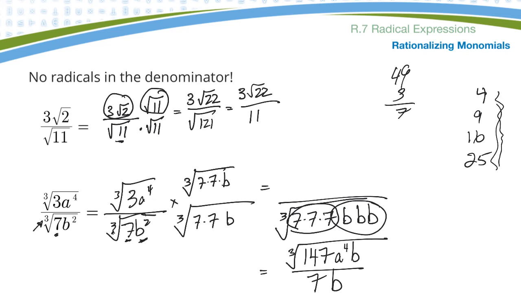Now the last thing you can do with this one is right there, there's 4 a's, and all I need are 3 to bring 1 out. So I'm going to bring an a out to the front. Then I'll have the cube root of 147, and there'll be 1 a stuck there and a b, all over 7b. I'd like to be able to cancel this b and this b, but one's inside a radical, one's out. Can't cancel.